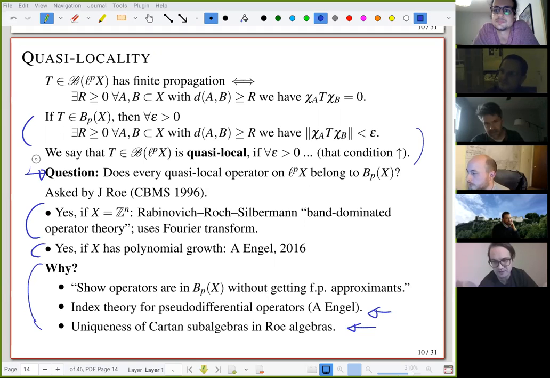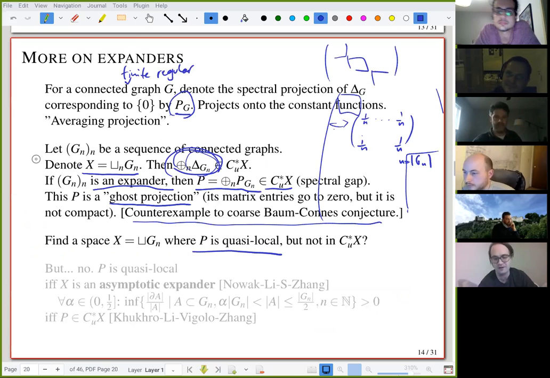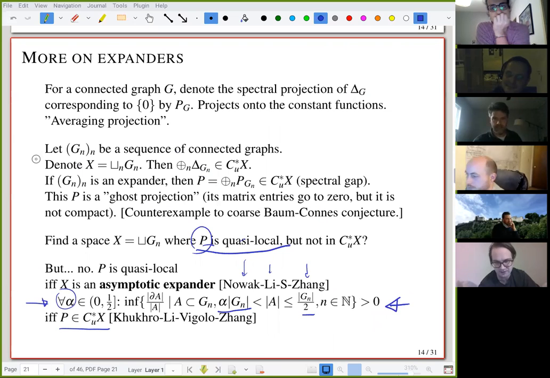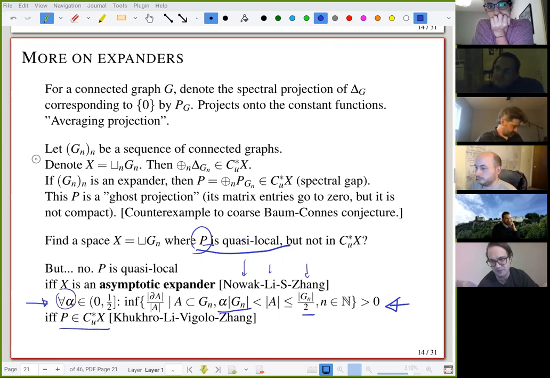I'm sort of wondering about this asymptotic expander thing. Somehow, naively, one of the first examples I saw of expanders was coming from, say, a residually finite property T group. And that is because you can relate this Cheeger constant to a uniform bound on the Markov operator.